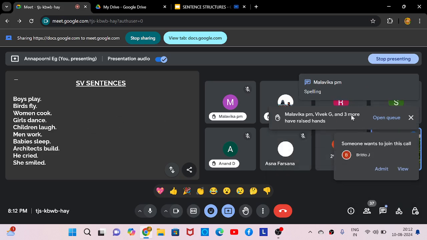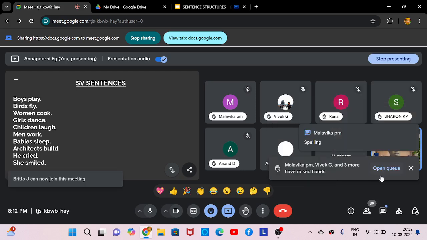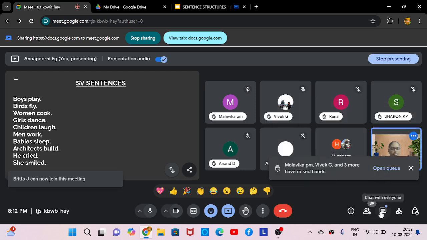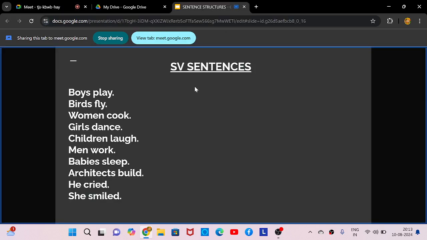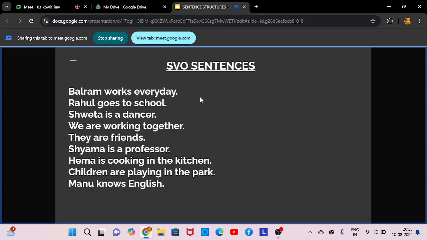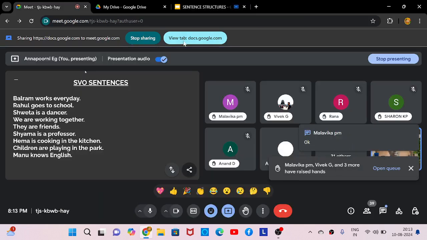Malavika, spelling for what? Woman, WOMAN. Women is plural. Okay, so this is all about SV sentences. Now moving to SVO sentences. SVO is what we discussed just now a few minutes back. Okay, Malavika, can you read these sentences?